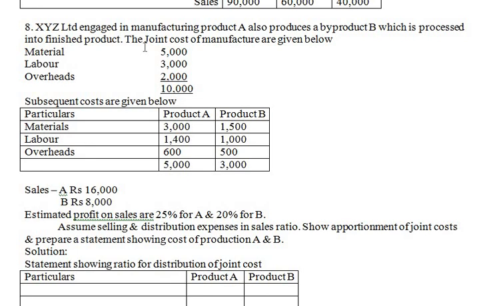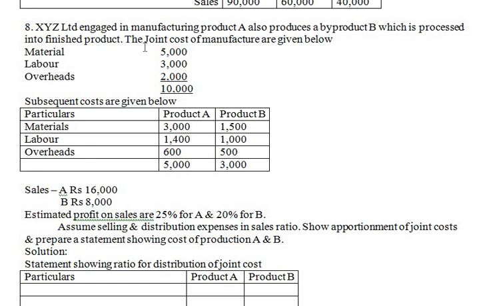Next, they have given sales of product A, that is 16,000, and product B, 8,000. Next is estimated profit. Estimated profit on sales are 25% for A and 20% for B. Next line, assume selling and distribution expenses in sales ratio, show apportionment of joint cost, and prepare a statement showing cost of product A and B. So this is the problem they have asked.